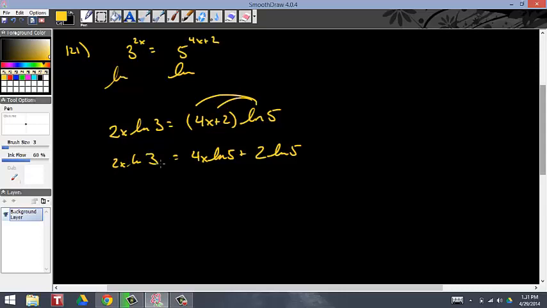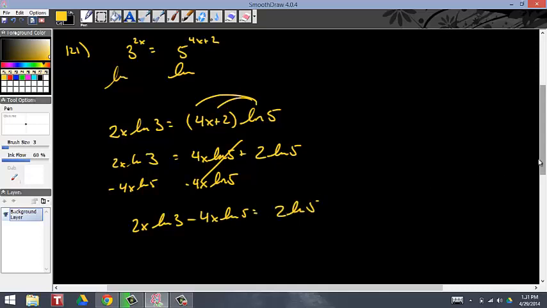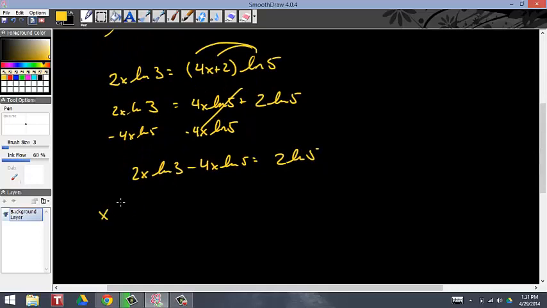Now, at this point, the operations become basic. Move all the x's to one side, factor out an x, divide by the big thing. That's all you do all the time. Move all the x's to one side, factor out an x, divide by the big thing. So what am I going to do? I'm going to move all the x's to one side. So I got 2x ln 3 minus 4x ln 5 equals 2 ln 5. Now, I'm going to factor out an x. That leaves me on the inside with 2 ln 3 minus 4 ln 5, equals 2 ln 5.